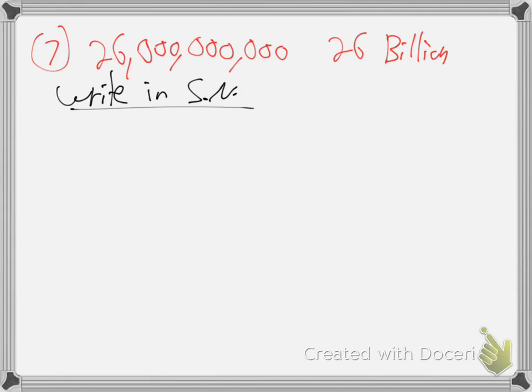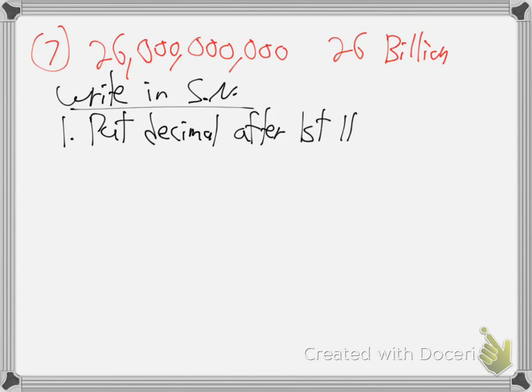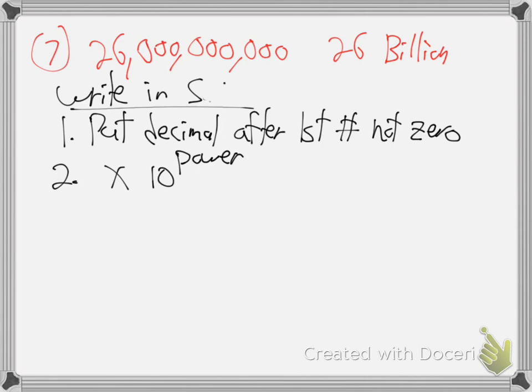So scientific notation, what is scientific notation? Well, let me give you 2 parts to it. You put the decimal after the first number that's not 0 times 10 to some power, which tells it to go back to where it really belongs. So that's scientific notation. You put the decimal after the first number that's not 0 times 10 to some power that'll tell it to go back where it really belongs.